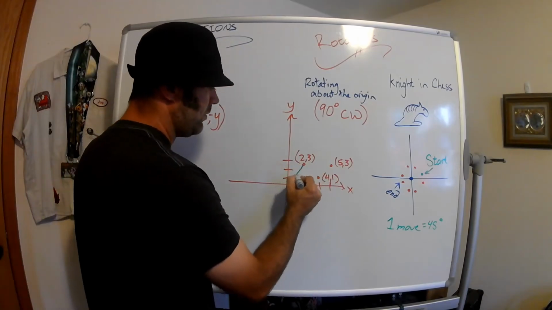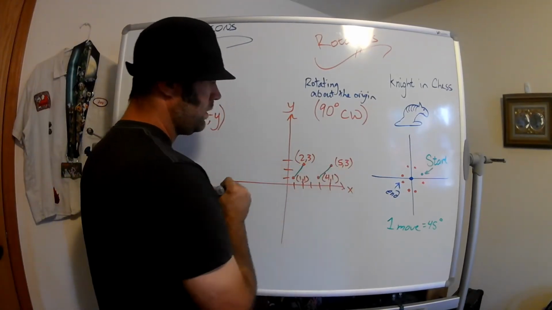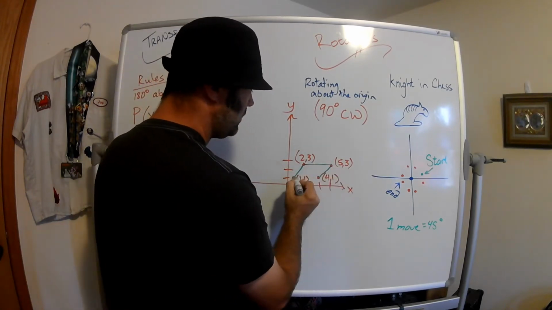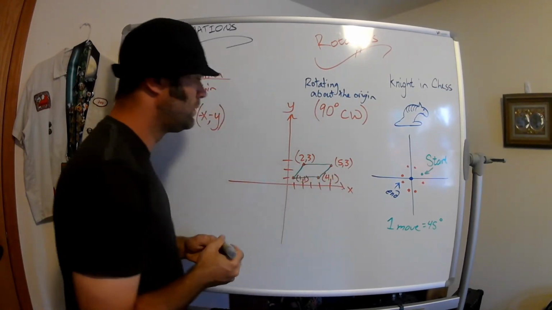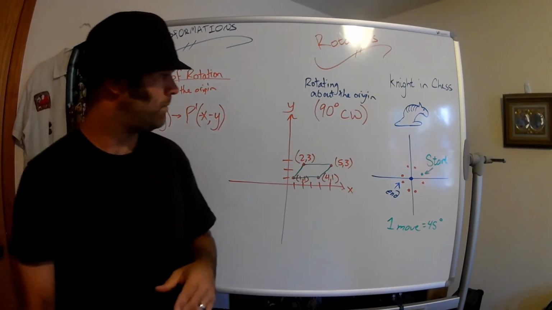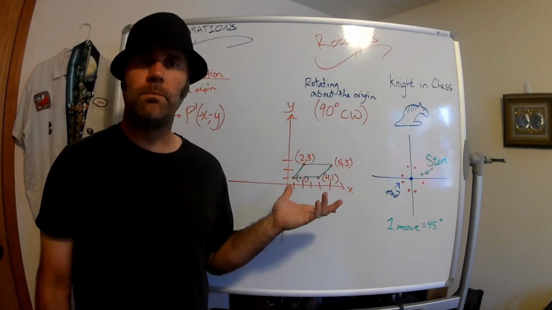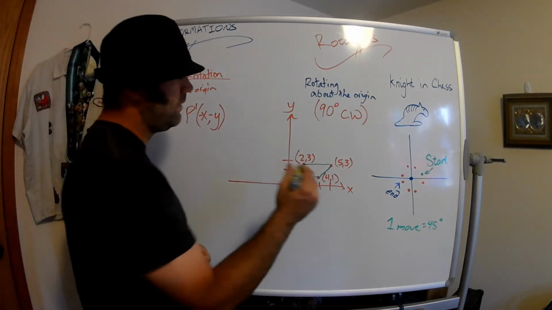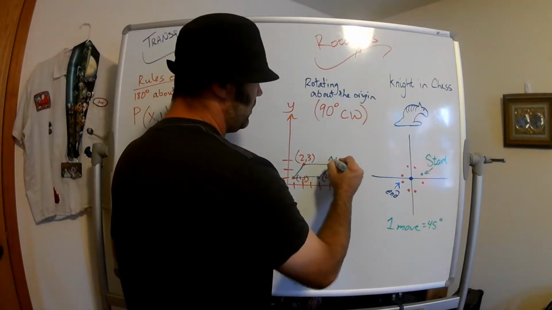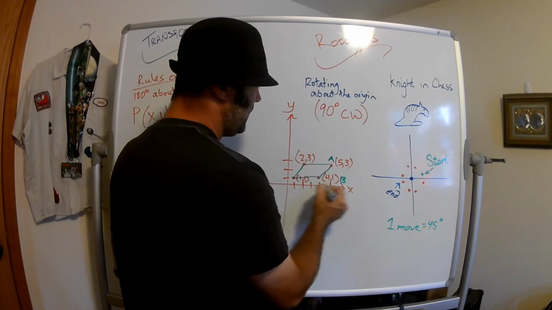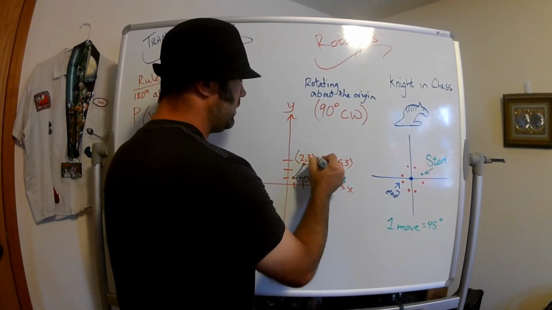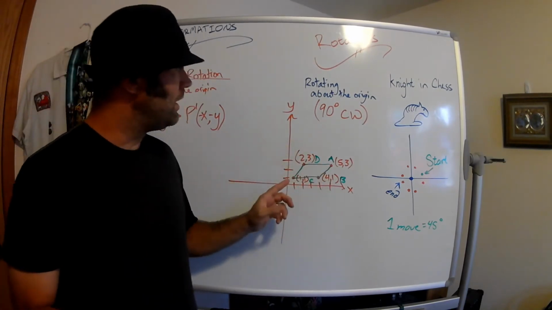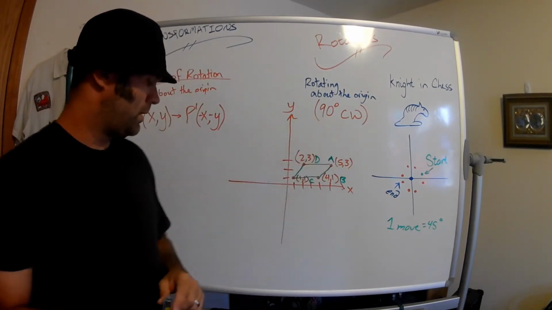You might recognize this shape as a parallelogram. So here we've got a parallelogram, and let's also give them names here: A, B, C, and D. So we're rotating A, B, C, D clockwise 90 degrees.